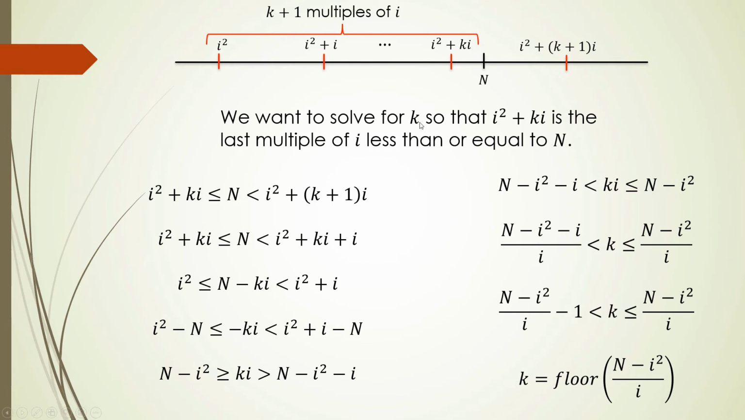And how many multiples do we have here? Well, this time we're including this one. And this corresponds to k being 0. This is k being 1, and this is k being k. So in total, we have k plus 1 multiples this time.